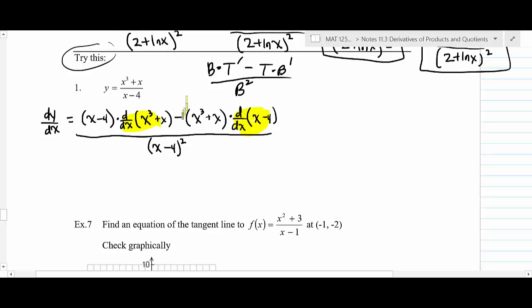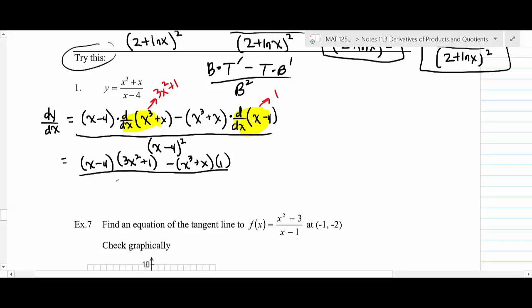Now let's see where the algebra takes us on this. So what's the derivative of this first part? 3x squared plus 1. Okay, and then this part, that's kind of nice. That's just 1. Okay, all right. So what we'll have here is you'll have x minus 4, and then you'll have 3x squared plus 1, minus x to the third plus x times 1, and then all over the bottom squared like that.